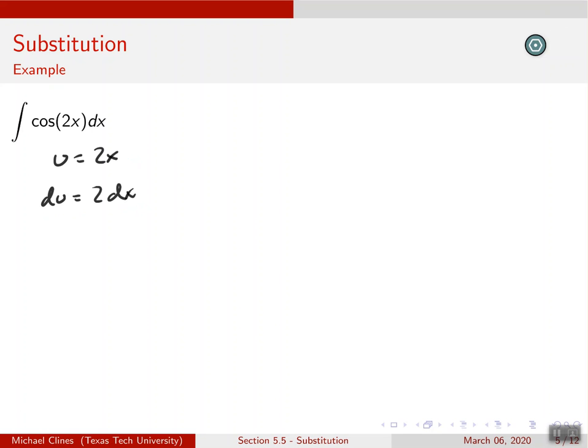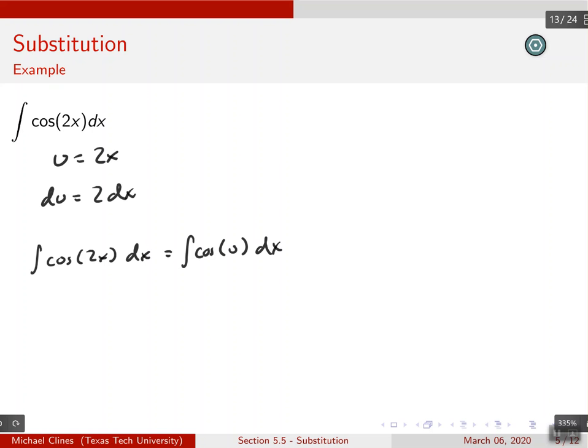Now from here, let's rewrite our initial equation in terms of u. So we get the integral of cosine of 2x dx is equal to the integral of cosine of u dx. But there's a problem. The function we're integrating is in terms of u. However, this dx is telling us that we need to integrate with respect to the variable x. That's a problem. So this is why we have this equation right here, du is equal to 2 dx. We need to introduce a du in here.